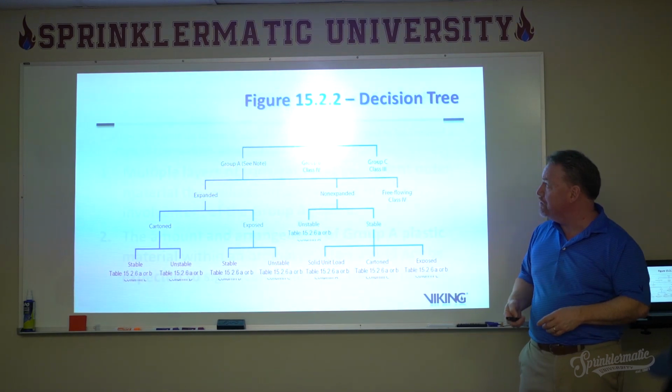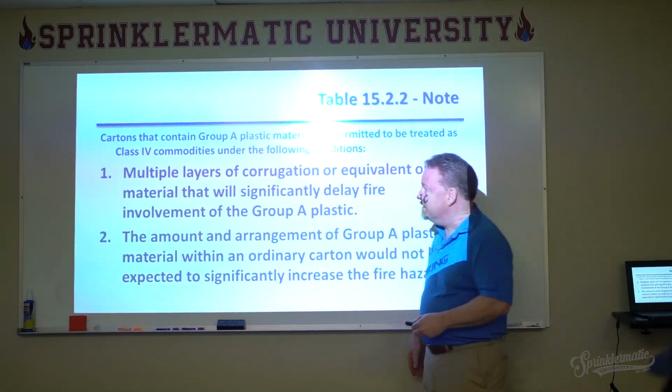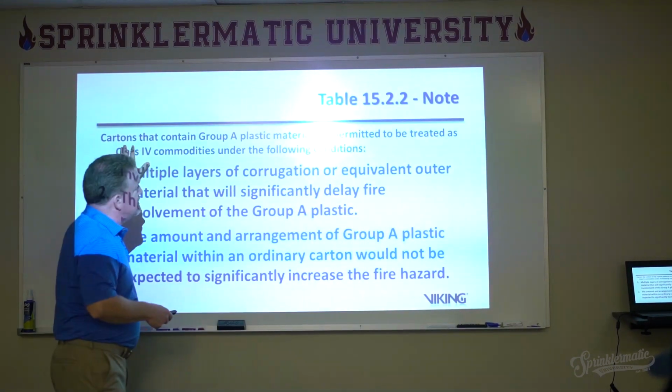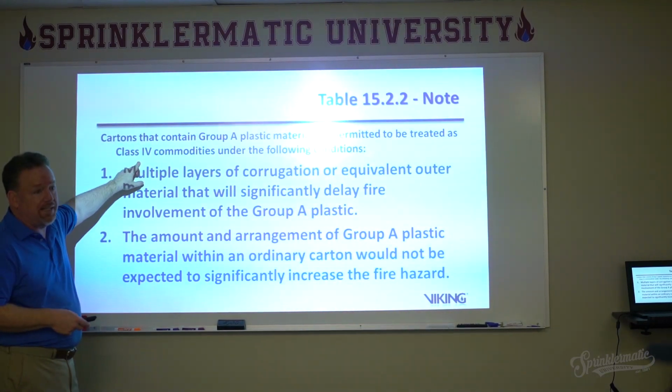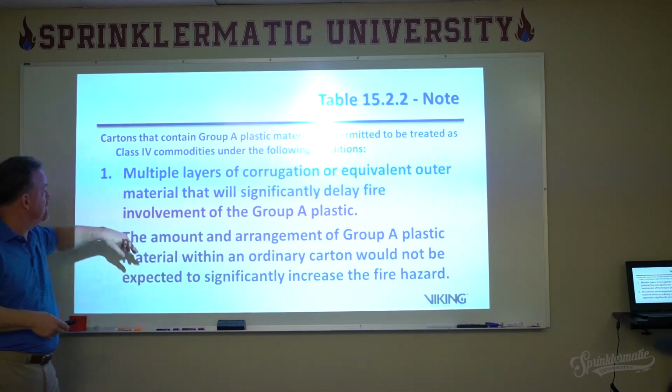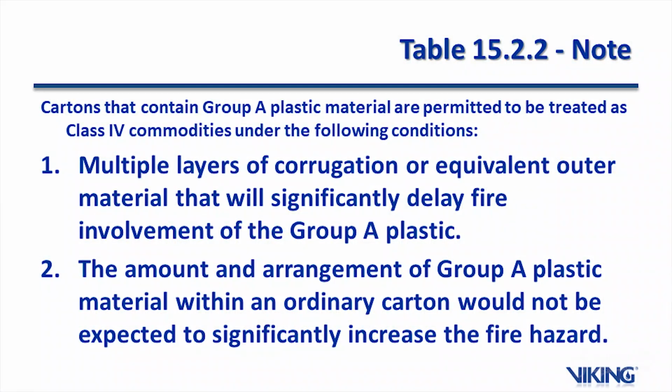Well, there are 2 footnotes below this decision tree that say, look, Group A plastics are permitted to be treated as Class 4 commodities under the following conditions. The multiple layer corrugation is equivalent to the outer material, or equivalent outer material will significantly delay a fire. Okay, and the amount and the arrangement of the Group A plastic within an ordinary carton would not be expected to significantly increase the hazard.